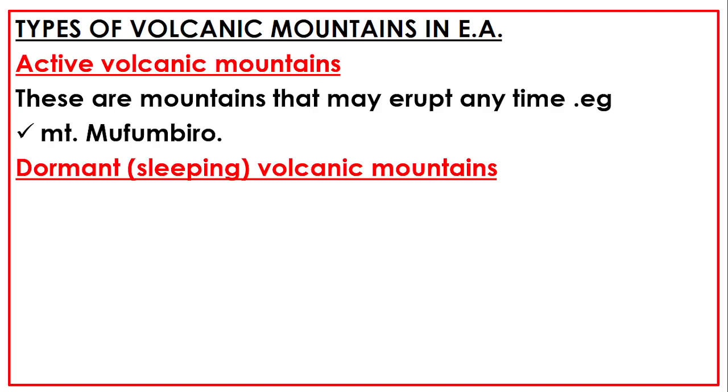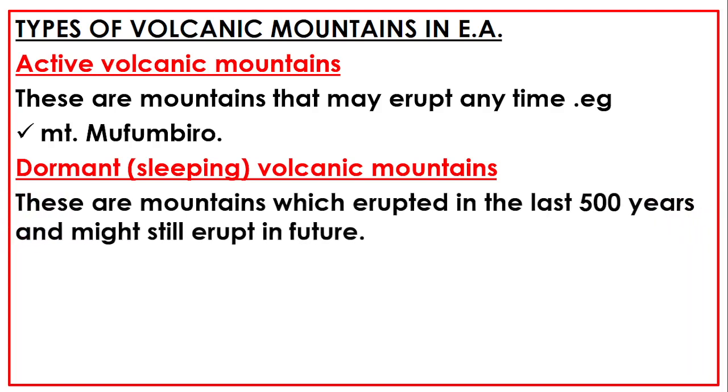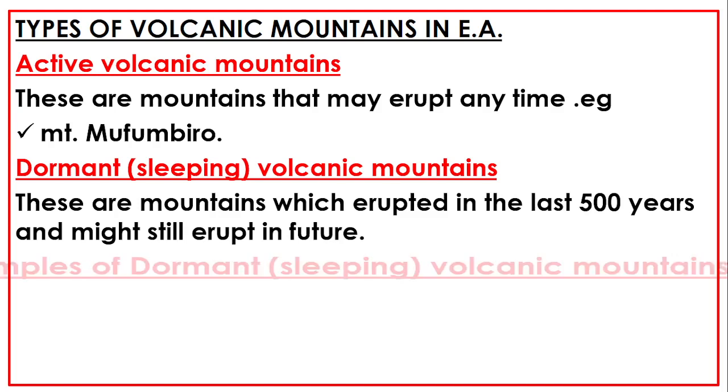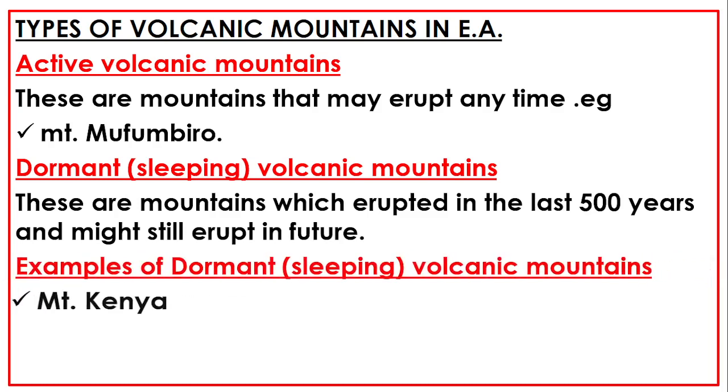So these dormant volcanic mountains are mountains which erupted in the last 500 years and might still erupt in the future. They have taken long without erupting, but they can erupt at any time. They have taken very many years without erupting, so we call them dormant volcanoes. Most of the mountains we have in East Africa are dormant volcanoes. We have examples like Mountain Kenya, located in Kenya.